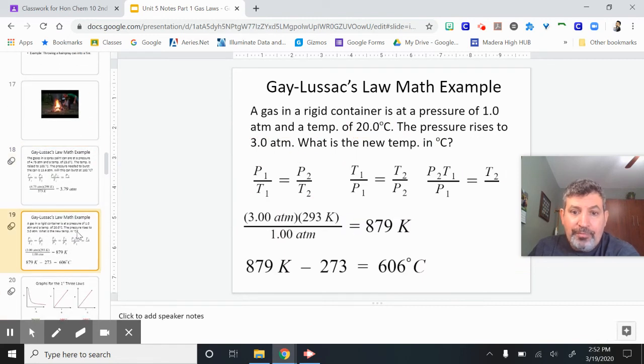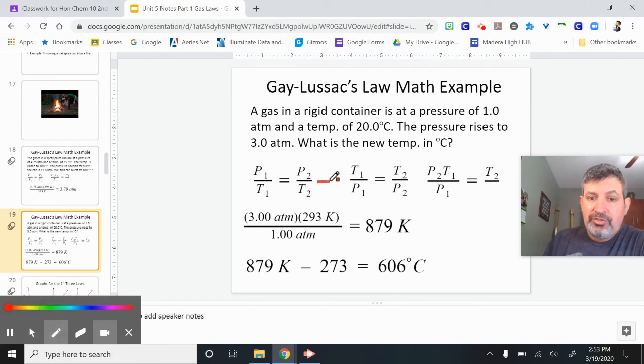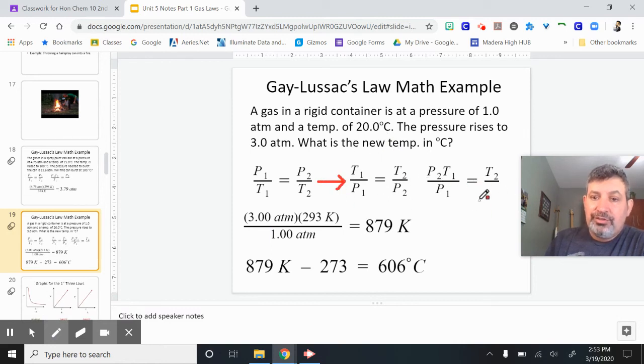Here's another one. This is a Gay-Lussac's looking for a new temperature. If the temperature is on the bottom, and it is in these problems, what do we have to do first? We have to take our original equation and do this. We need to flip. Okay, so flip that thing, both sides, then solve for T2. Okay, so the P2 ends up on the top here, T1, P1, and we're solving for T2.